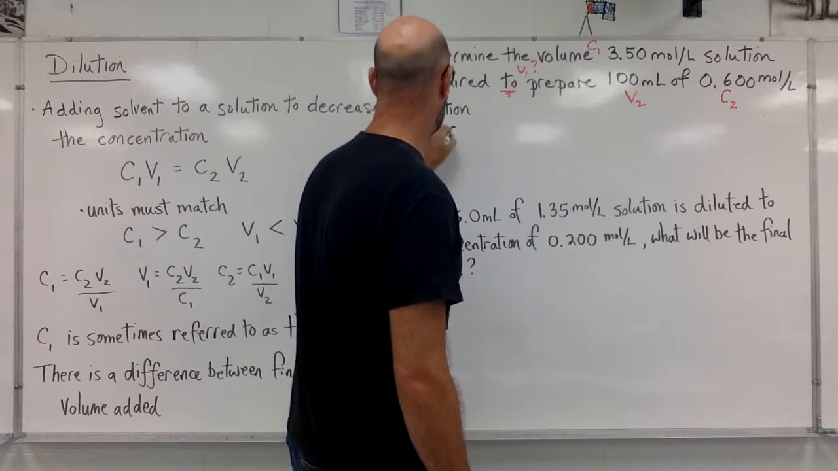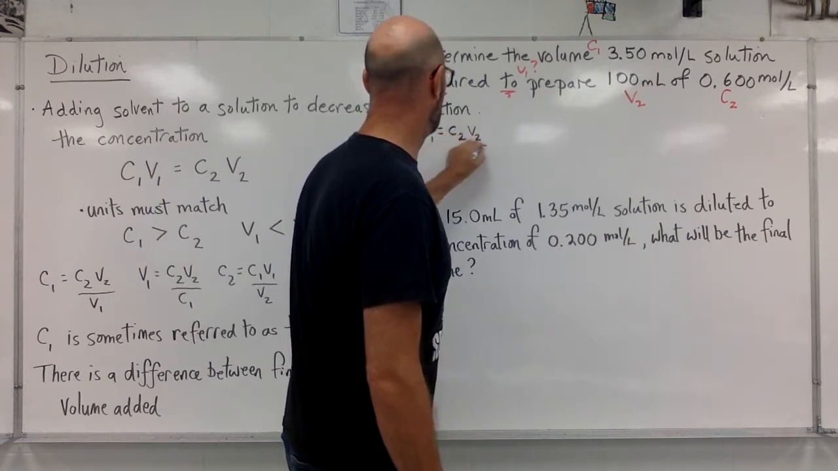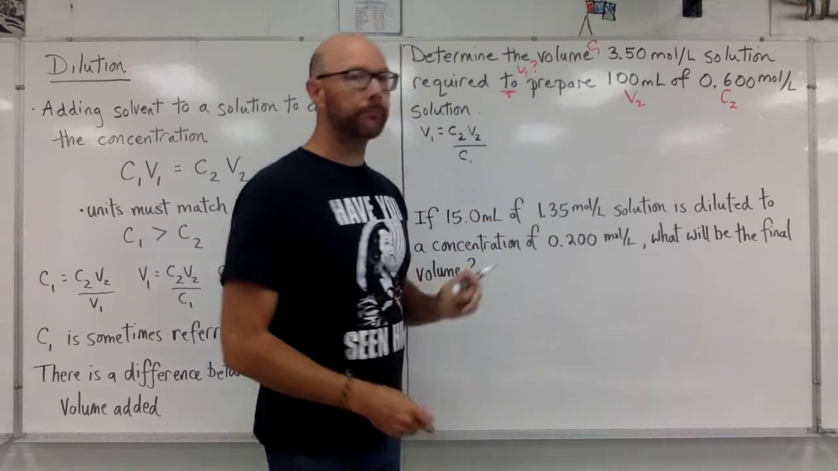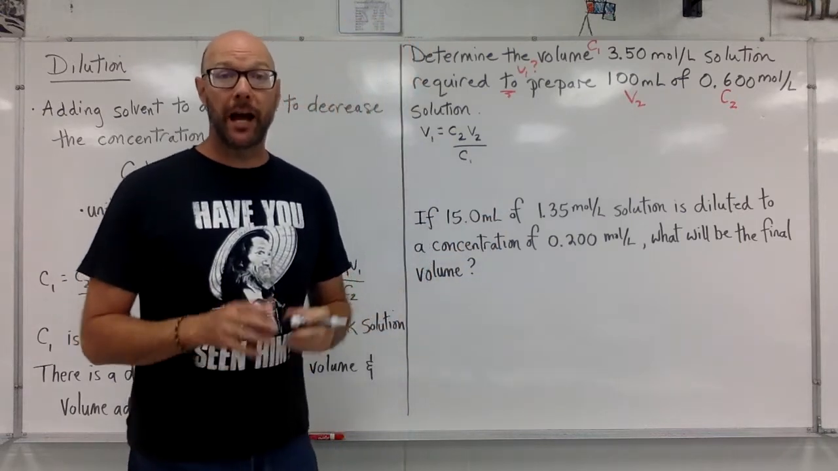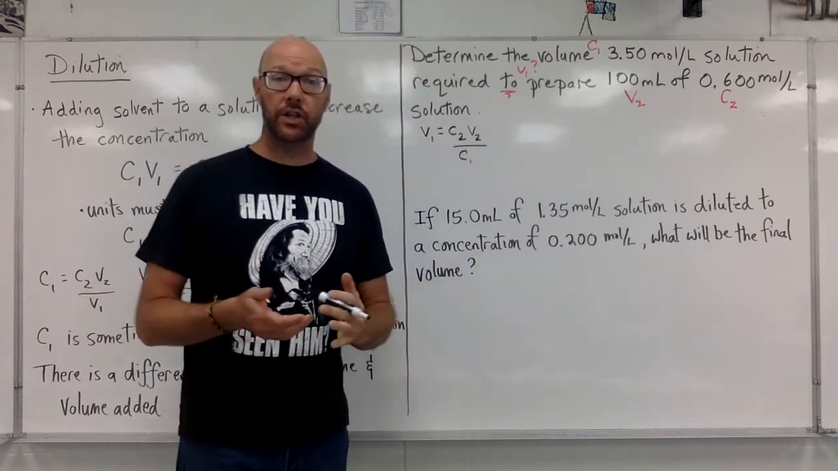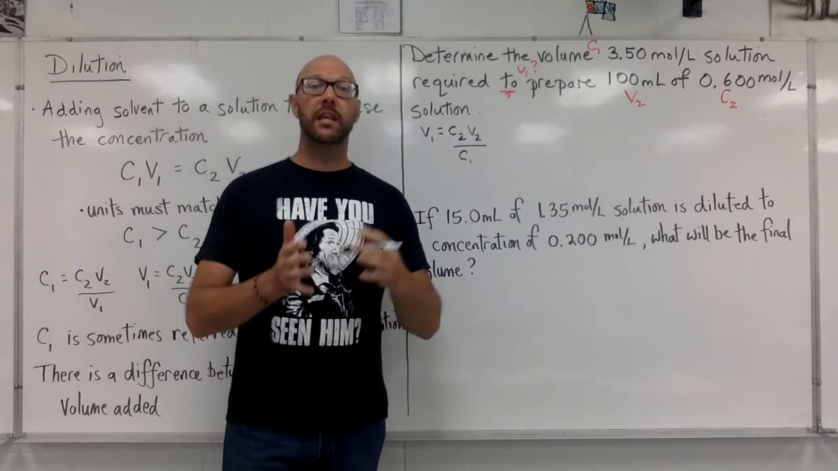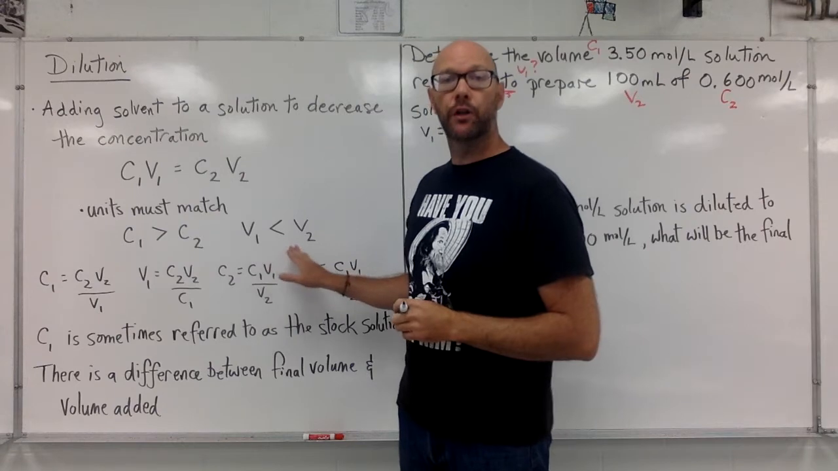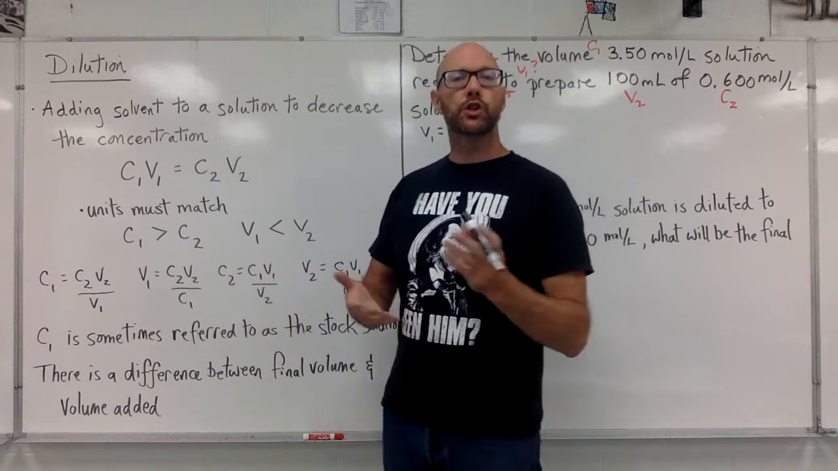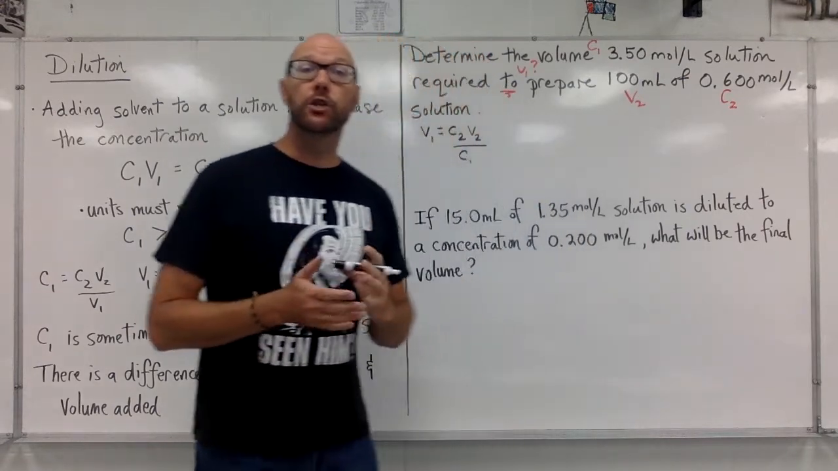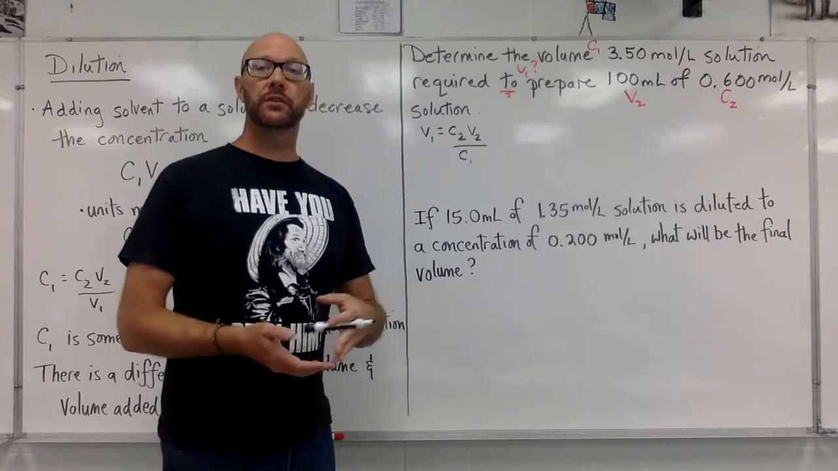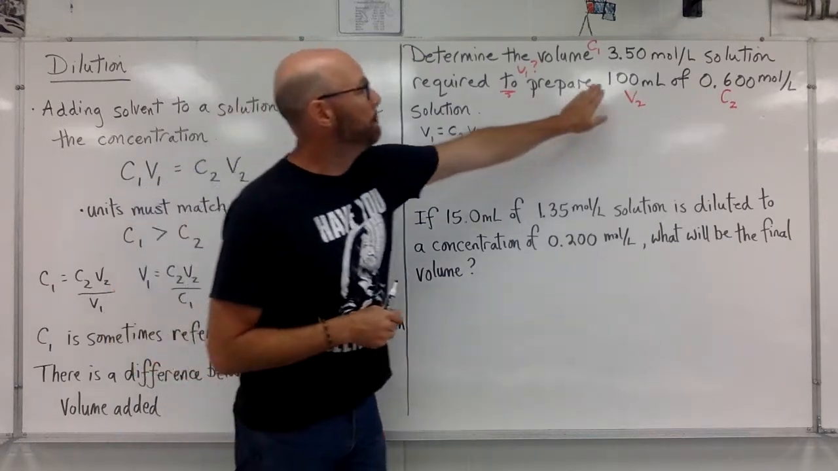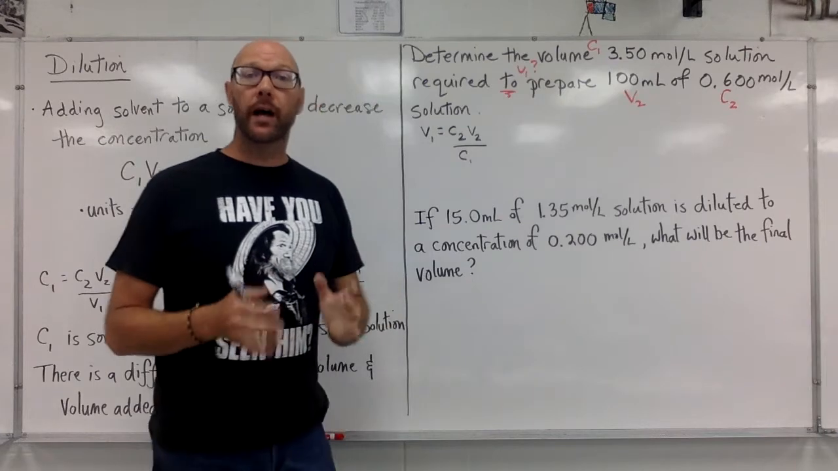V1, C2, V2 over C1. Before I even start, I should also have this expectation. Because I'm looking for V1, by definition, V1 must be smaller than V2. So I'm not quite sure what my answer is going to be, but I do have this idea before I even start that my answer must be less than 100.